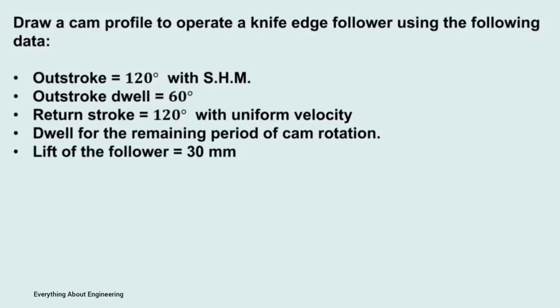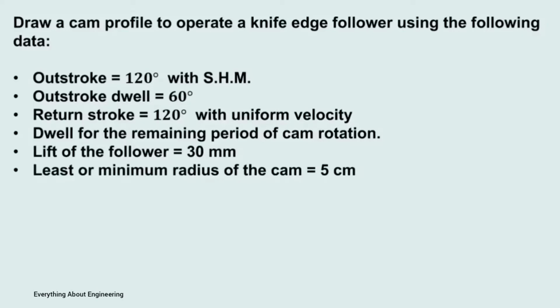Lift of the follower, or stroke of the follower, is 30 mm and the least or minimum radius of the cam is 5 centimeter, and we are assuming that the cam rotates in clockwise direction. So for this specification we have to draw the cam profile. Now first we'll see how to draw the displacement diagram in this particular case, then we'll actually construct it, and then we'll see with the help of animation how to actually construct it so that you can easily understand the given procedure.